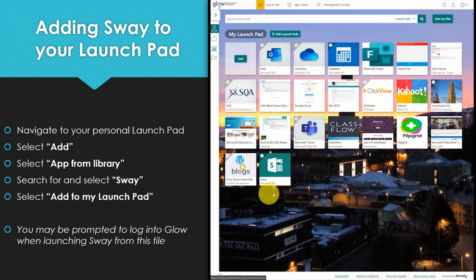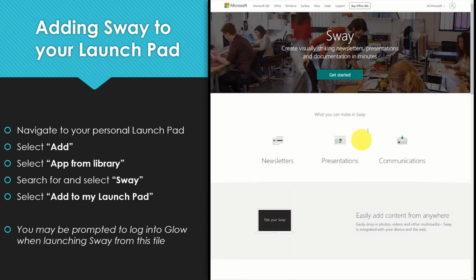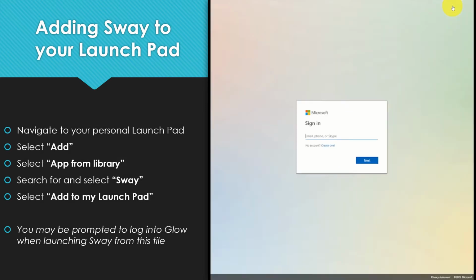Launching Sway from this tile gives you a slightly different appearance to launching it via one of the Microsoft 365 apps. If we launch Sway from this tile, we'll be taken to this screen here where we'll need to sign in with our Microsoft account. To do this, select the icon in the top right hand corner of the screen and log in with your Glow details.